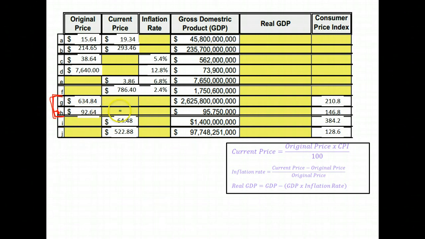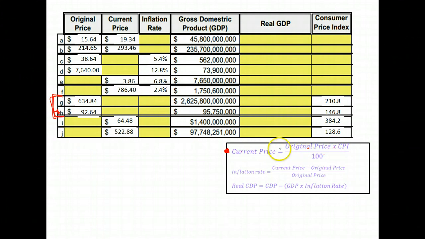So for rows G and H, we're missing the current price, the inflation rate, and the real GDP. We need to start by finding the current price. Now we can't use the inflation rate formula like we did for all those up above. We have to start instead using one of the CPI formulas, because we do have the CPI. We couldn't use inflation rate because we were missing too many things from the inflation rate formula. So instead we're going to start with one of our CPI formulas, that the current price is the original price times the CPI divided by 100.